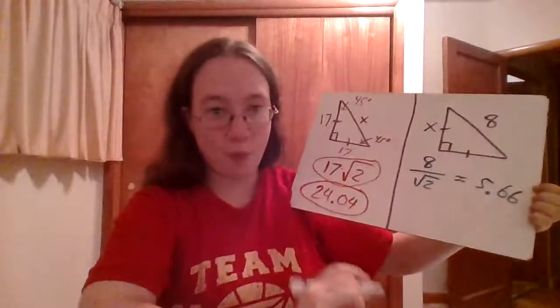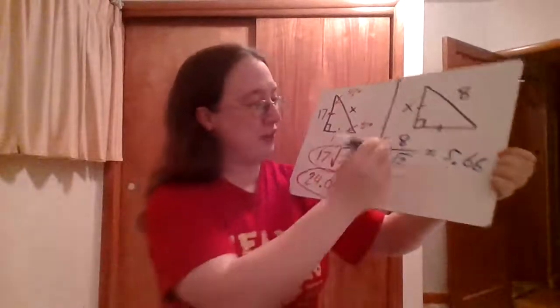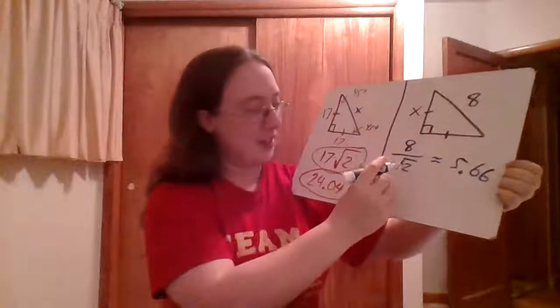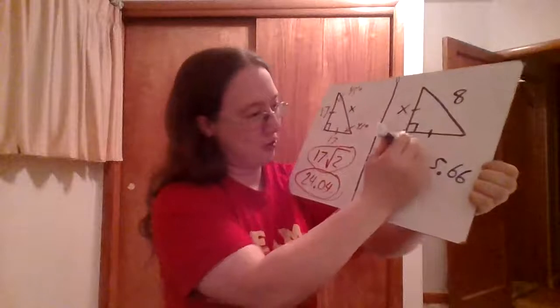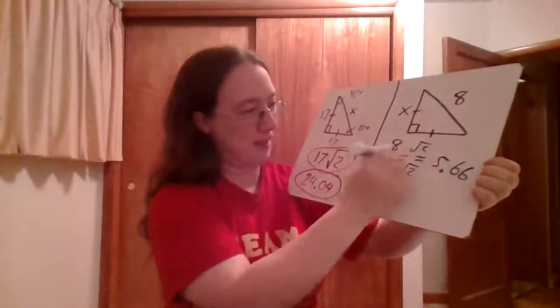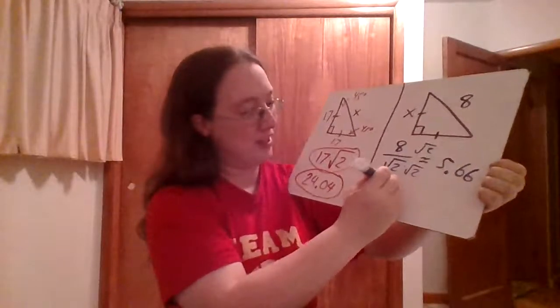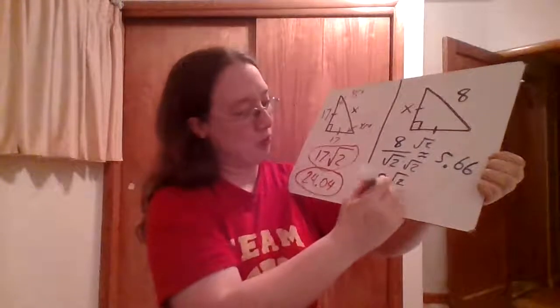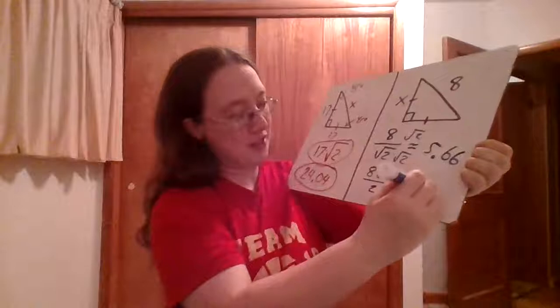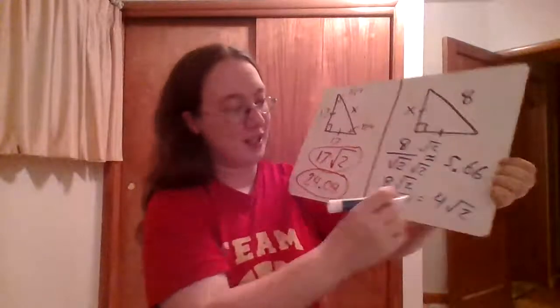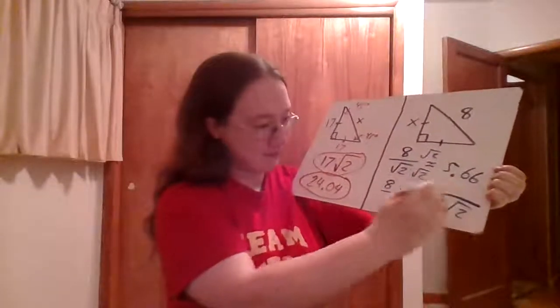Now, what you won't see in the book is this. You'll see them rationalizing the denominator by taking it times the square root of 2 and taking it times the square root of 2, and that cancels out these square root of 2's. So now I got 8 square root of 2 over square root of 2 times the square root of 2, which is just 2. So if you see this, that's where they're getting that.